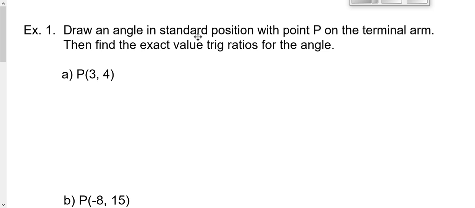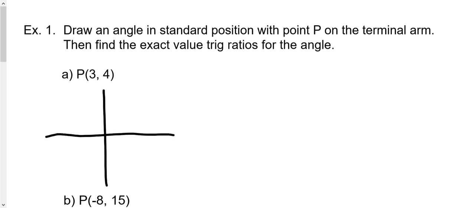Draw an angle in standard position with point P on the terminal arm, then find the exact value of the trig ratio for each angle. Exact values means you don't give me a rounded decimal. So don't give me something like 0.33333, write down 1/3 instead, 1/3. Okay, so now let's sketch this one here. We have a point at 3 and 4. So sketch this. 3 units to the right, 4 units up, something like this.